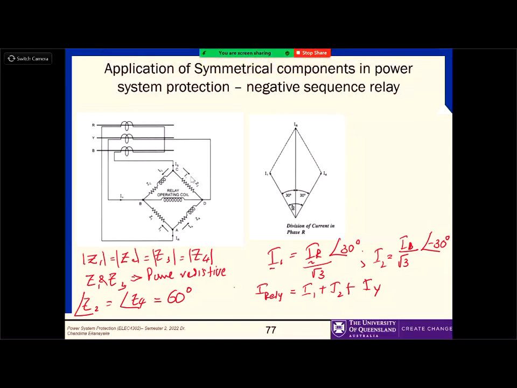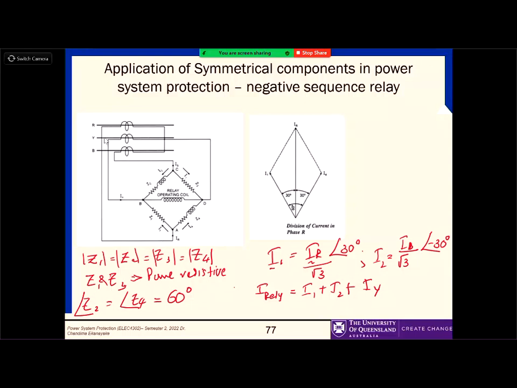Numerical relays, it's quite easy. You just substitute the values into the equation that I've given you and see whether the outcome gives you any negative sequence values or not. But using these sort of circuitries, you can do the same thing.